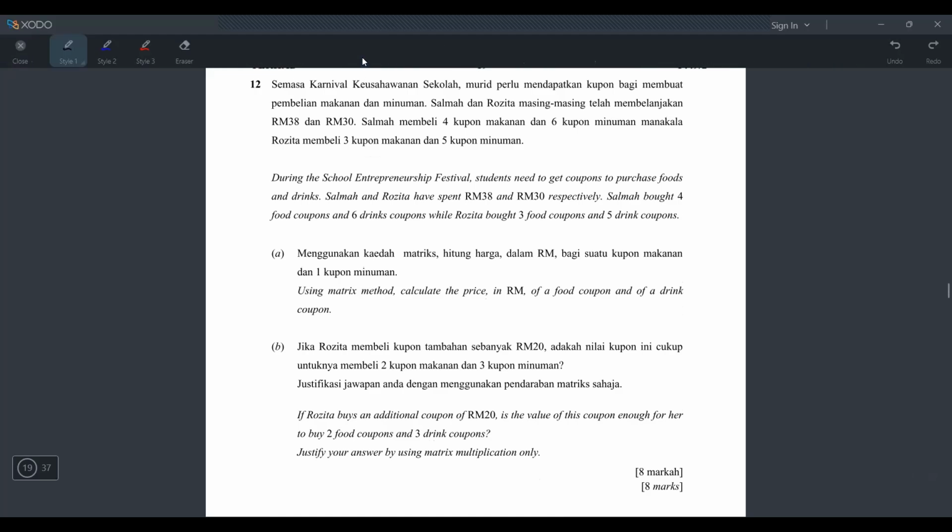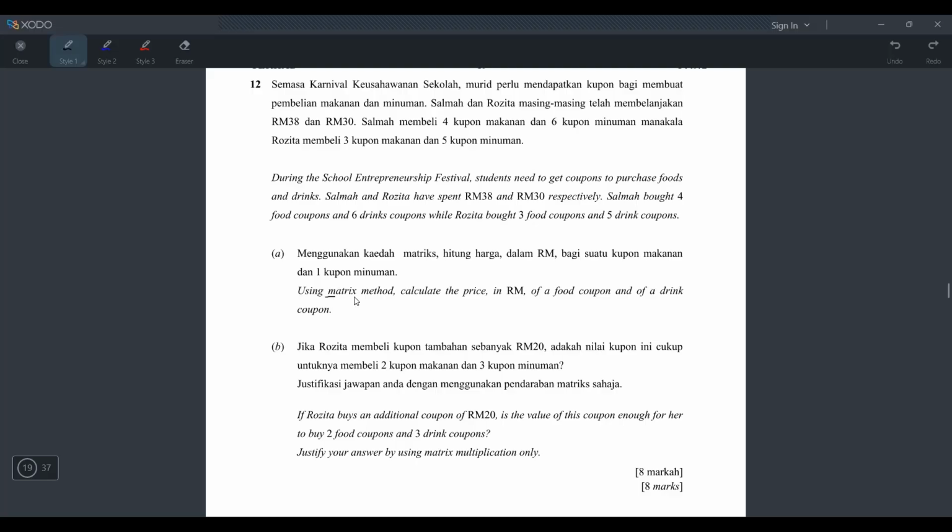Okay, number 12, let's go. During the school entrepreneurship festival, students need to get coupons to purchase foods and drinks. Salma and Rosita have spent 38 ringgit and 30 ringgit. Salma bought 4 food coupons and 6 drink coupons, while Rosita bought 3 food and 5 drink coupons. So, part A, using matrix method.